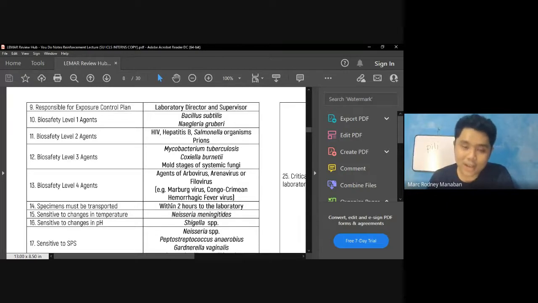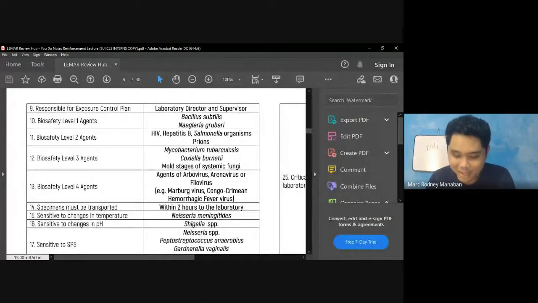Remember the quiz? They are making a vaccine for HIV. And if they use high concentrations of HIV, therefore, the facility must be what level? Level 3. All right, I think you got that right. BSL-3.